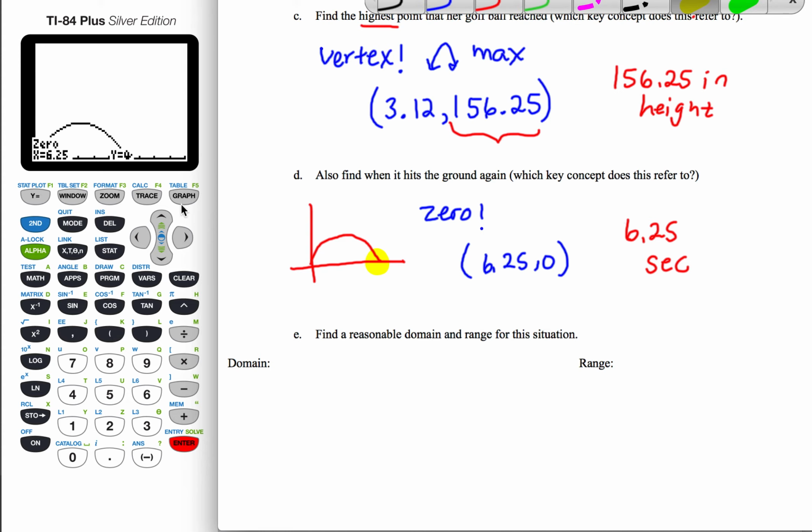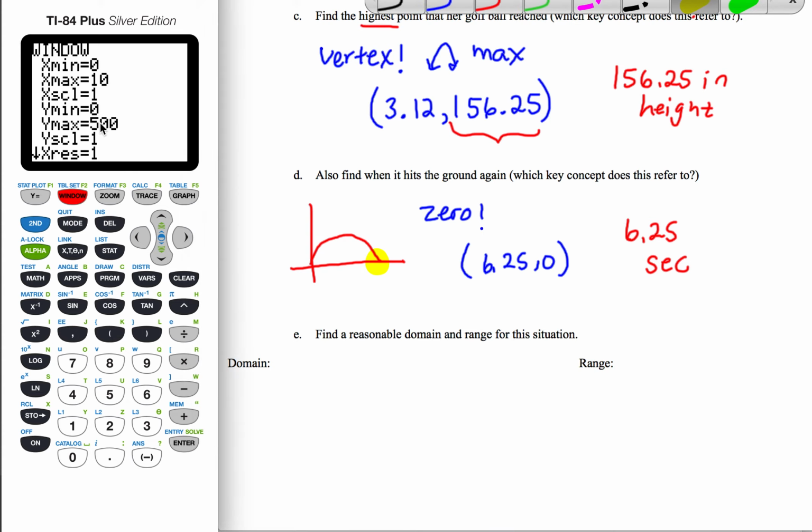So, if that was a little bit hard to see, if I change my y minimum to be -10, it might be easier for you to see that 0, and you can even go back to your window and say, no, I'm still not quite seeing it. Change it to be -100 and hit graph again, and that'll help you calculate the 0.